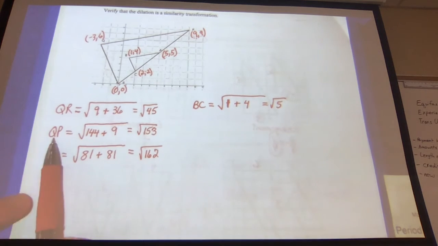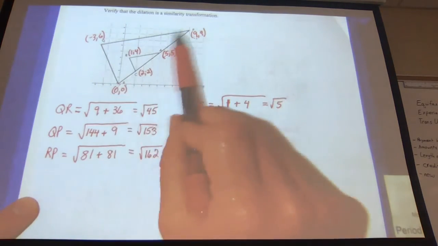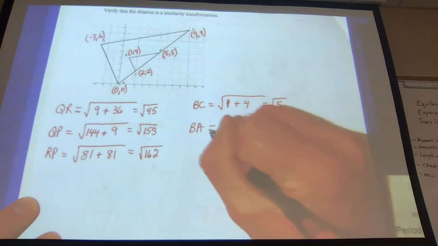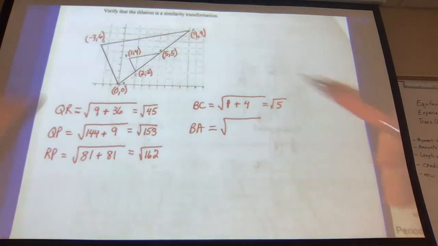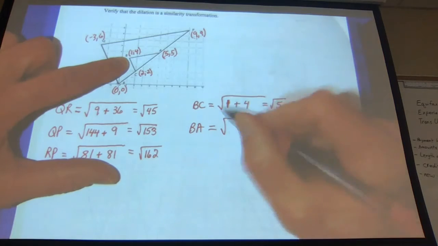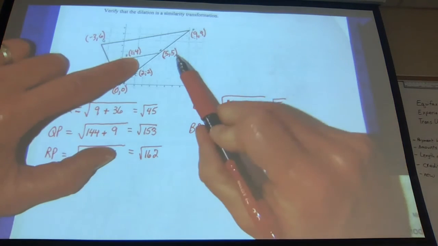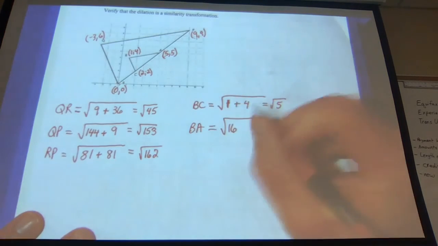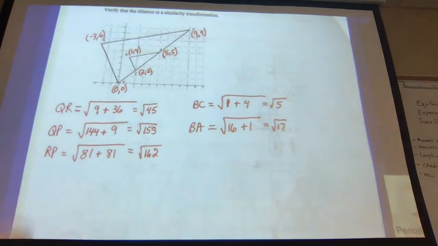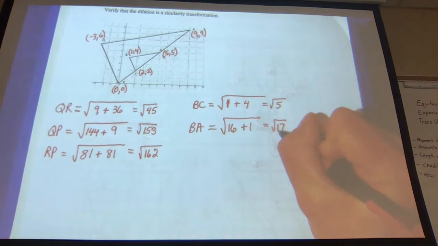The side that matches up with QP, let's see, QP is the top. BA would match up with that. Doing our distance formula on that. 1 minus 5 is -4. -4 squared is 16. 4 minus 5 is -1. -1 squared is 1. That one adds up to the square root of 17.